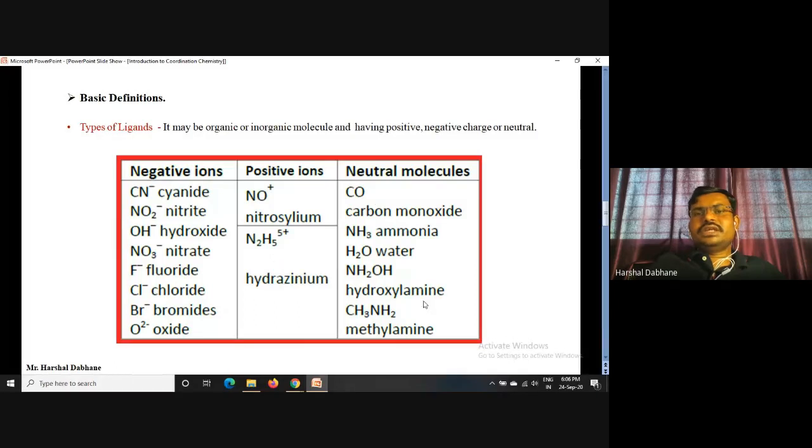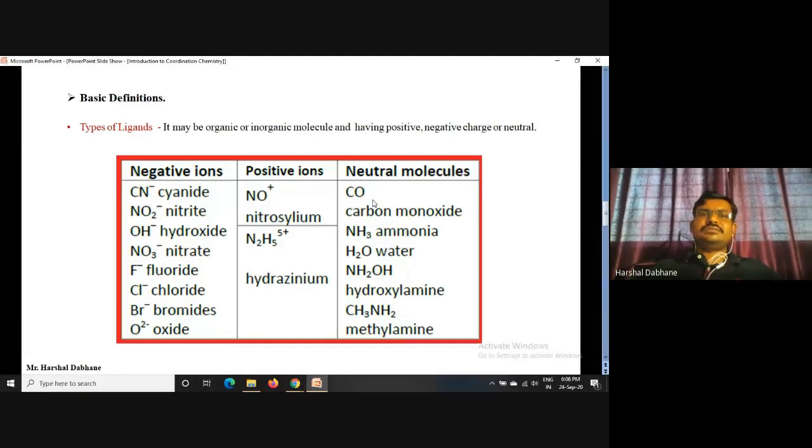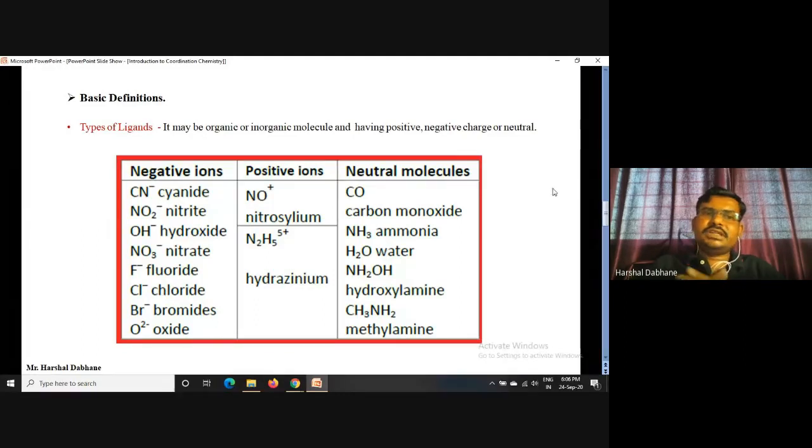We also have some neutral ligands. The first one is CO, which is called carbonyl, or carbon monoxide. Another is ammonia, which is a very basic ligand used in the formation of coordination compounds. Then water, then hydroxylamine, and next methylamine. These are just a few ligands, a list of ligands categorized into negative, positive, and neutral. You have to remember these ligands.